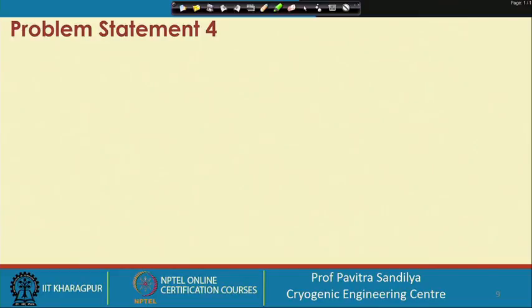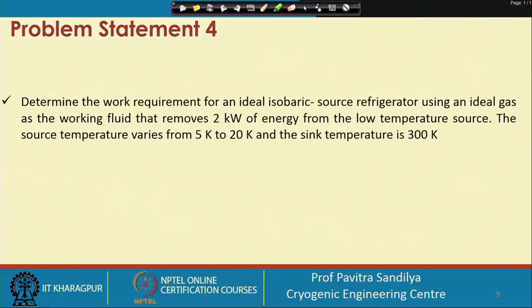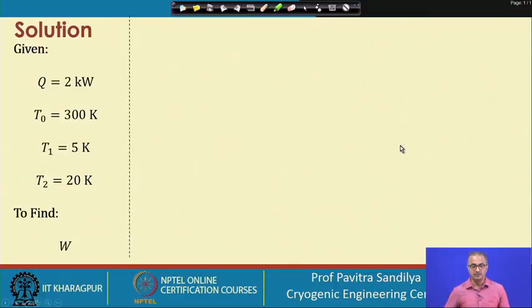Now, going to the next problem. Here we are asked to find out the work required for an ideal isobaric source, whereas the earlier one was an isothermal source. With the isobaric source using an ideal gas as the working fluid, it removes 2 kilowatt of energy from the low temperature source, and the temperature varies from 5 K to 20 K at the lower range. And the sink temperature is constant at 300 Kelvin. So, we put all the data given to us, and we have to find out the work.